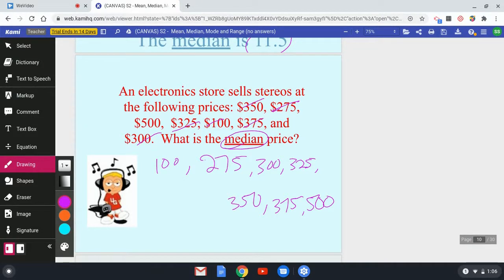Hey diddle diddle, the median's the middle. So we've got to find the middle number. Once they're in order, we can go shoo, shoo, shoo, shoo, shoo, shoo. 325 is our middle number. It would be easier if I would have lined them all up. I wrote too big.